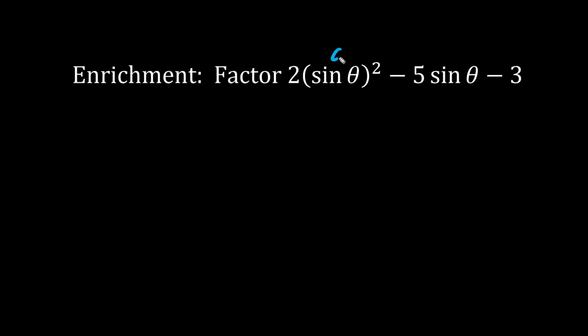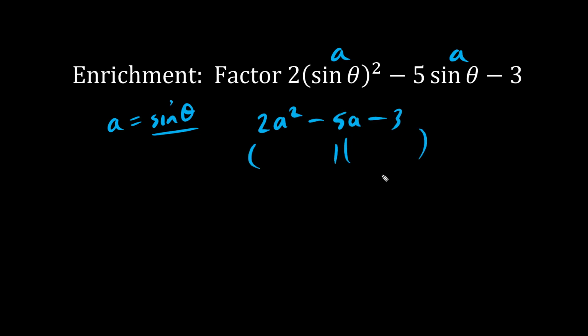Here we have 2a squared minus 5a minus 3, where a equals sine theta. So essentially, we're asked to factor 2a squared minus 5a minus 3, which is called trinomial factoring. We can guess. What times what is 3? Let's try 3 and 1, and we'll choose negative and positive.